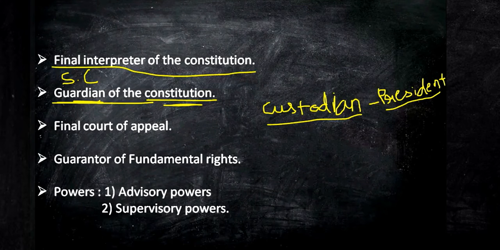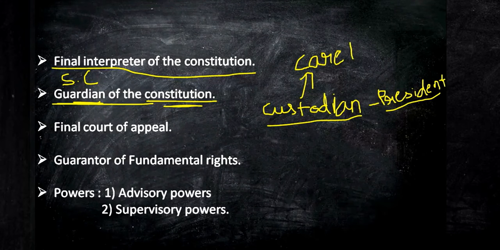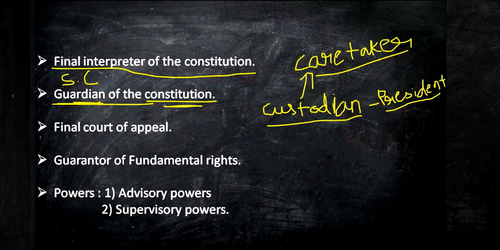Now, what do you mean by custodian? Custodian means nothing but caretaker. So the President is the caretaker of our Constitution. That means the President is the custodian of our Constitution. Now you have understood the basic difference between guardian of the Constitution and custodian of the Constitution. You shouldn't get confused regarding this.